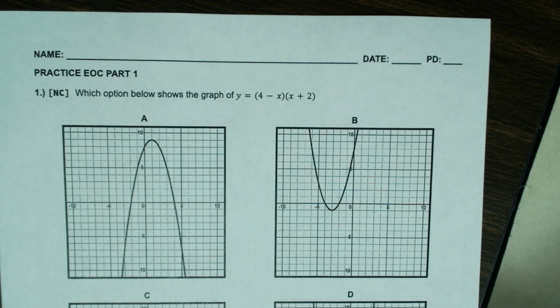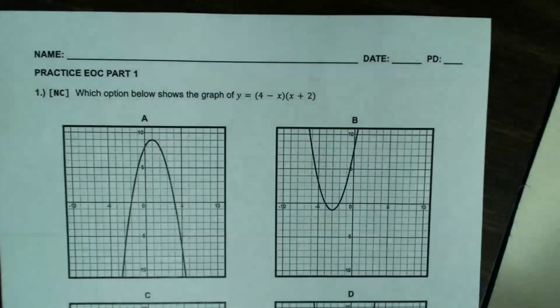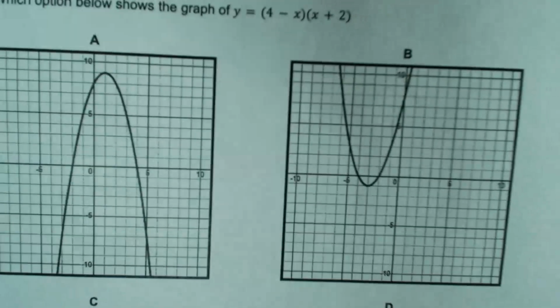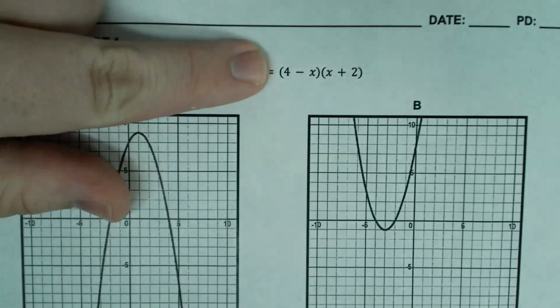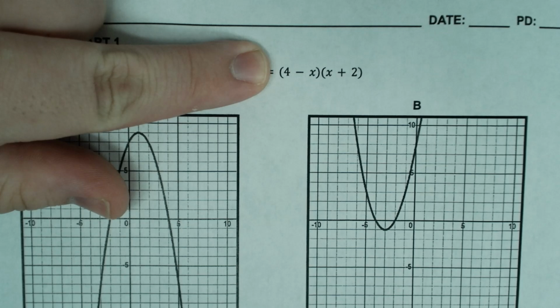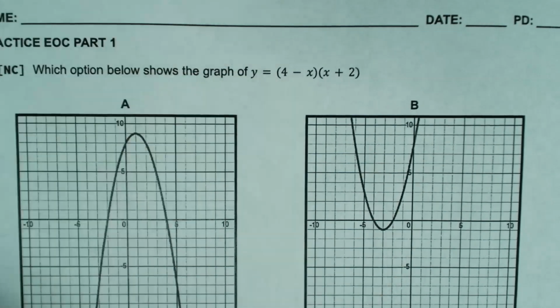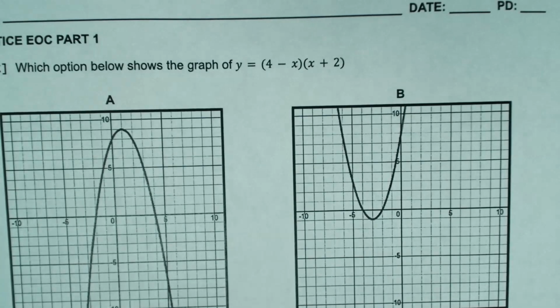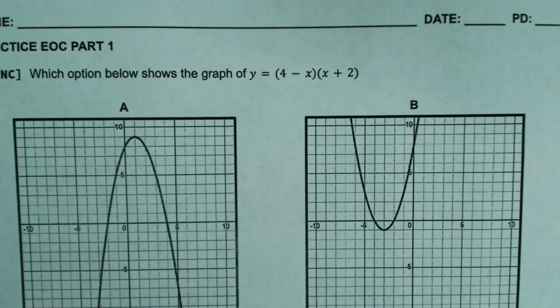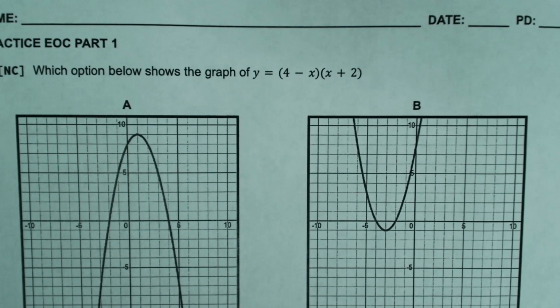Okay? So, number one, which option below shows the graph of y equals 4 minus x times x plus 2? These kind of look like the factors of a quadratic, right? Whenever we were saying what multiplies to this and adds to that in the middle. And that's why all of these graphs look like a parabola. Now, the nice thing about this is the factors of the quadratic match up to where it crosses the x-axis in a pretty specific way.